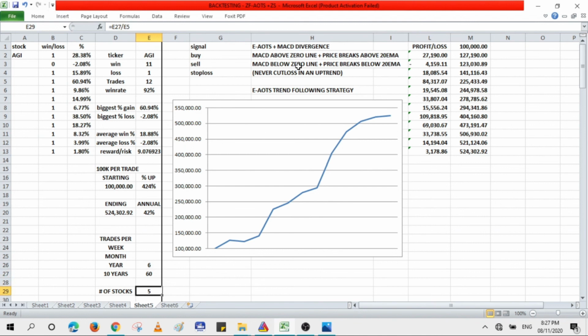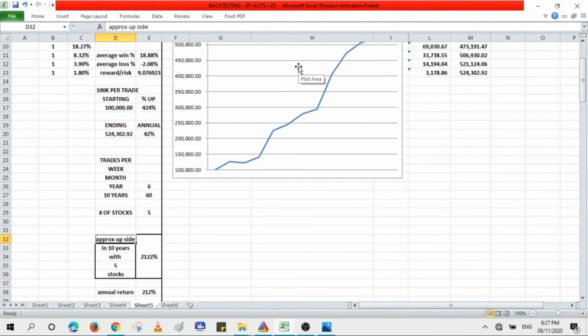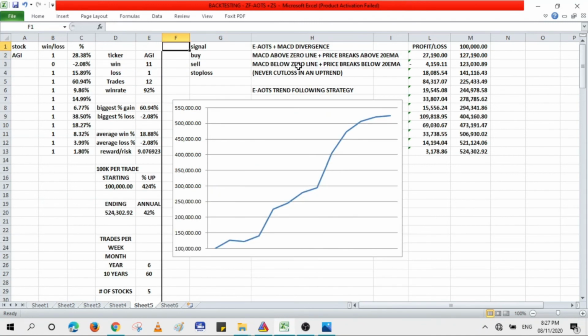So, we need to have 5 stocks to satisfy the 60 trades in 10 years. So, we are going to multiply our results by 5. So, approximately, in 10 years, with 5 stocks, using this strategy, we are up by 2,122%, or we have an annual return of 212%. So, another double bagger strategy using our EMA MACD Divergence trend following strategy.